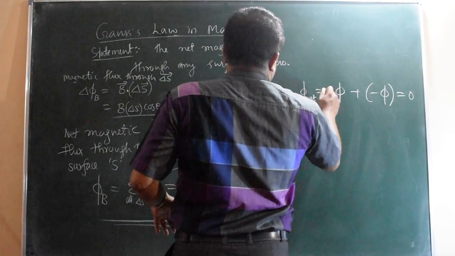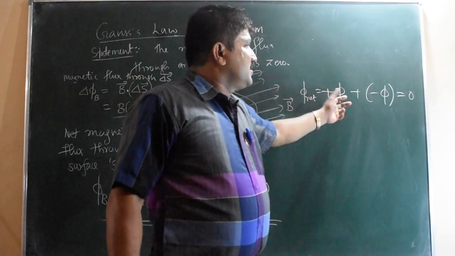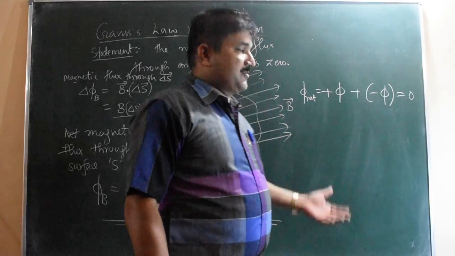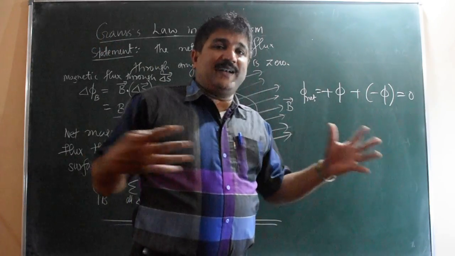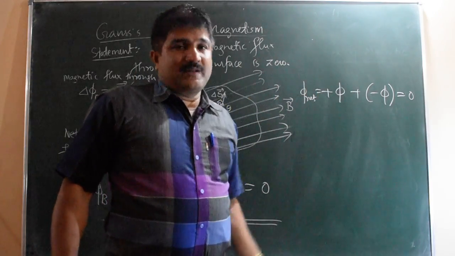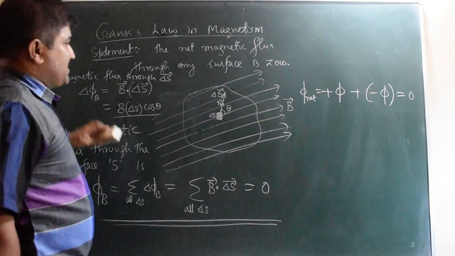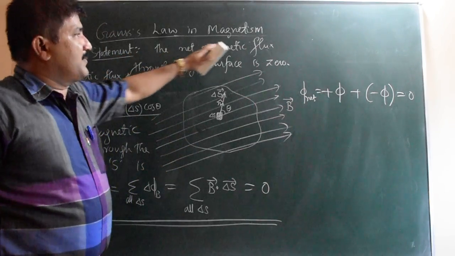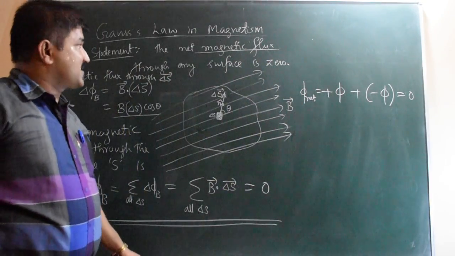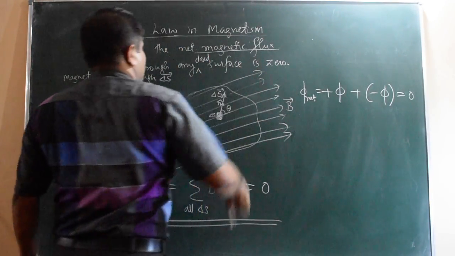The net magnetic flux through any surface is due to the flux entering into the surface and the flux leaving the surface. One you take positive, the other will be negative. So flux coming out we take positive, the flux entering the surface is negative. So net flux through any closed surface becomes 0. So this is about the Gauss law in magnetism. Gauss law in magnetism statement is this: the net magnetic flux. Very importantly, you have to write magnetic flux. So that is the net magnetic flux through any closed surface is 0. Better to say closed surface. Through any closed surface is 0.